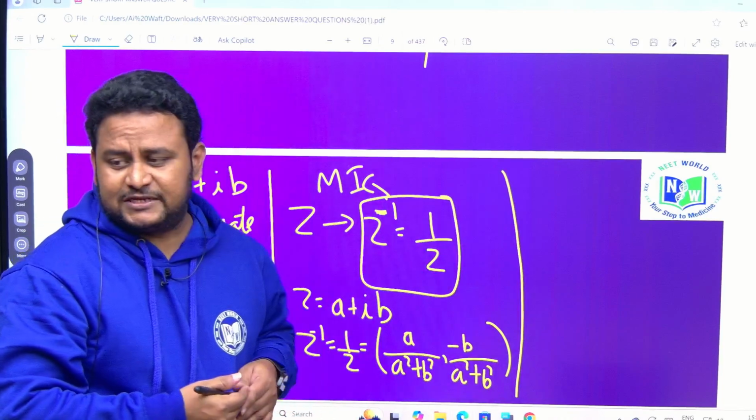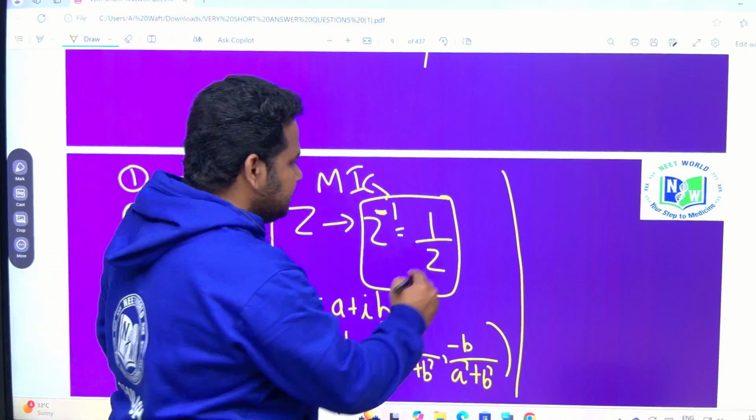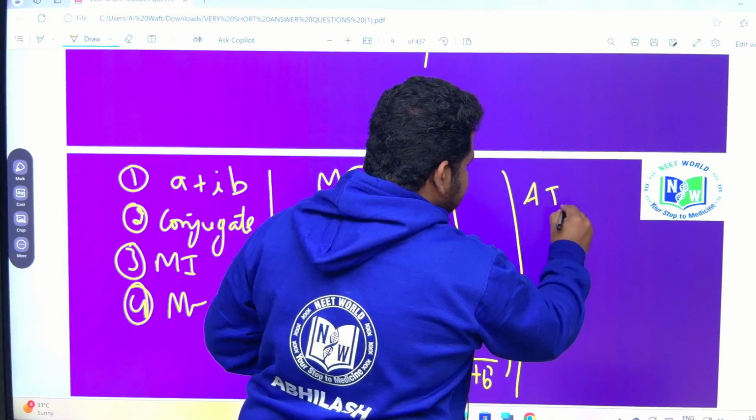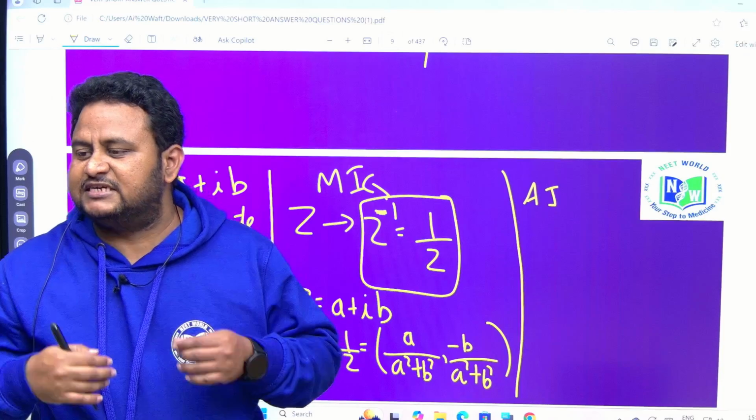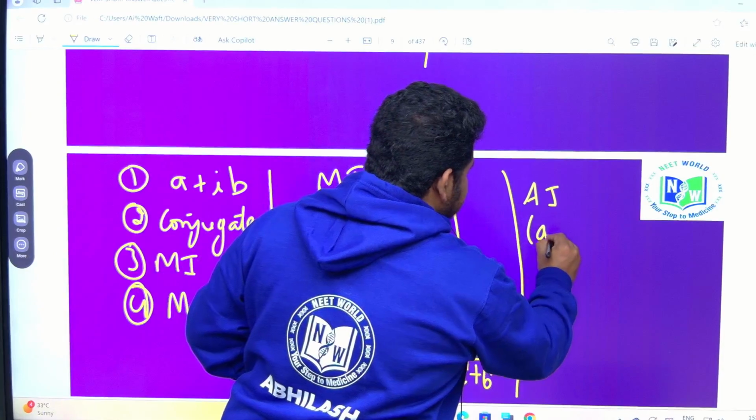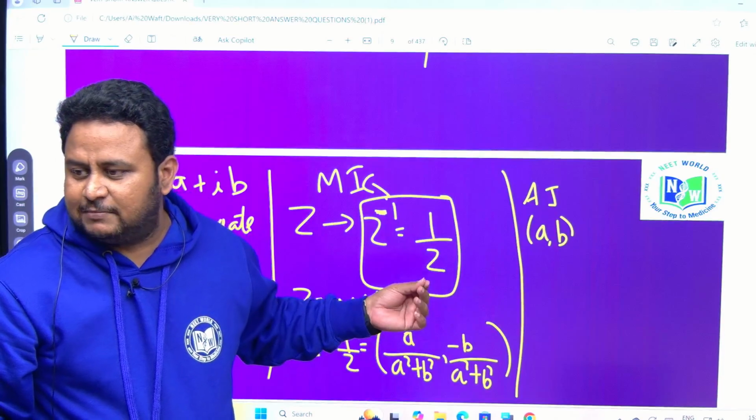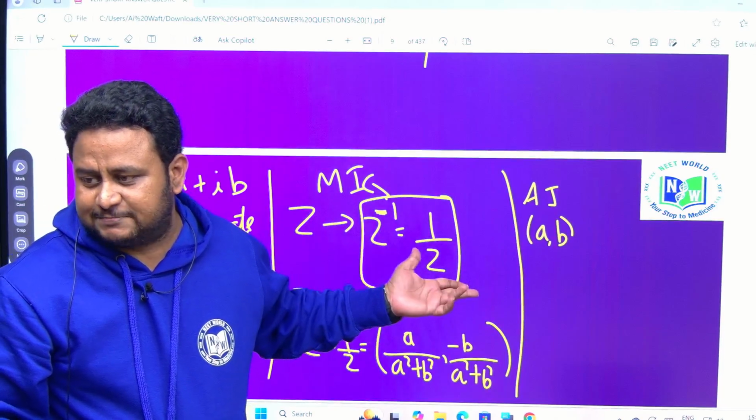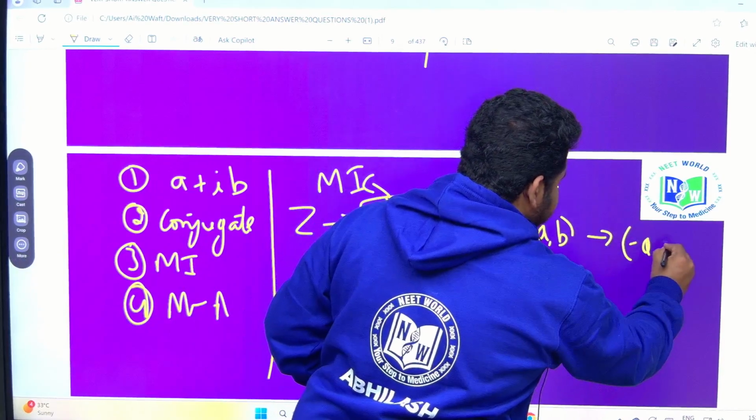Now let us look at the additive inverse. What do you mean by additive inverse? This is also very simple. Additive inverse means that for the numbers given, just change their sign. Suppose the given value of Z, the complex number, is A comma B. The additive inverse will become minus A comma minus B.